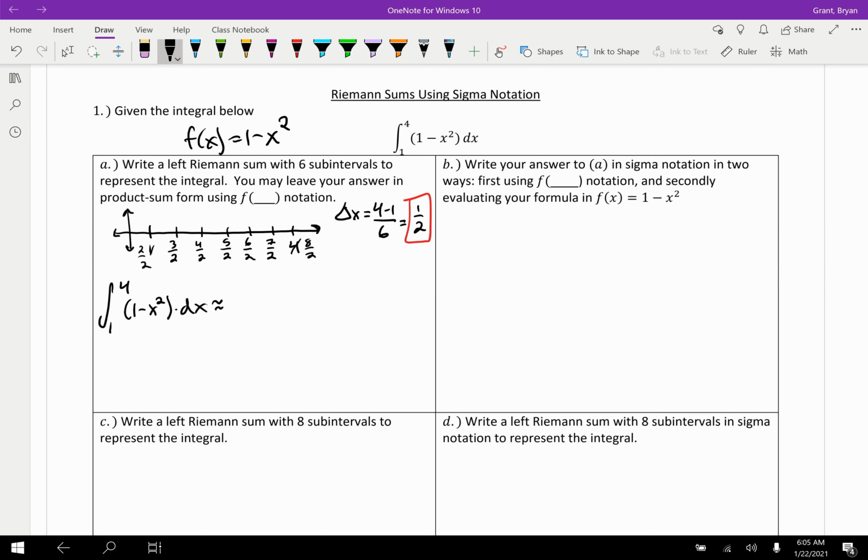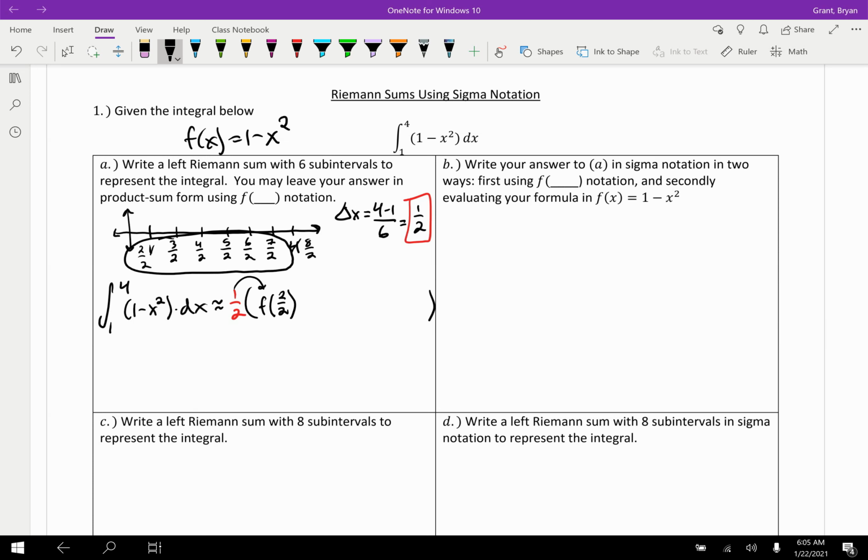Then this is going to be approximated by 1/2. There's the base, and then we have a bunch of heights here. Okay, we need to use 6 out of the 7 heights, and it's a left Riemann sum. So we're going to start on the left and exclude the right endpoint. Okay, so what does this look like? We have f of 2 halves. That would be f of 1, and that would give us our first height.